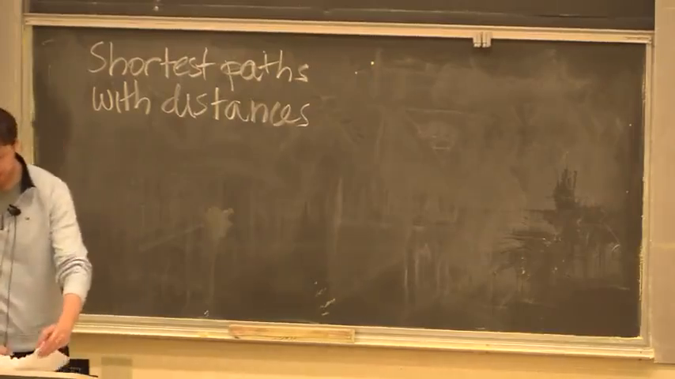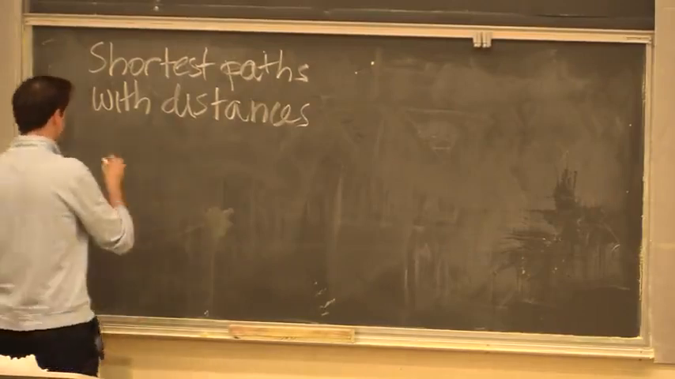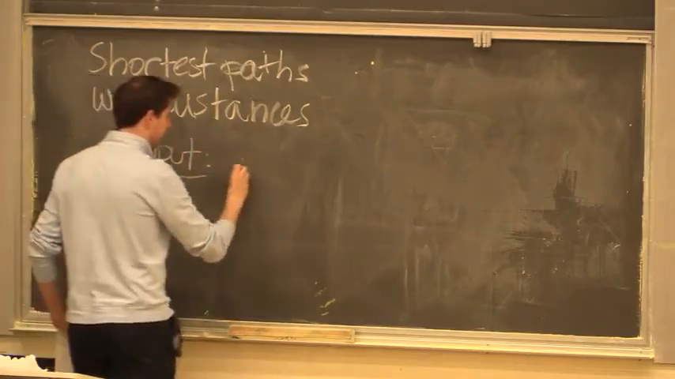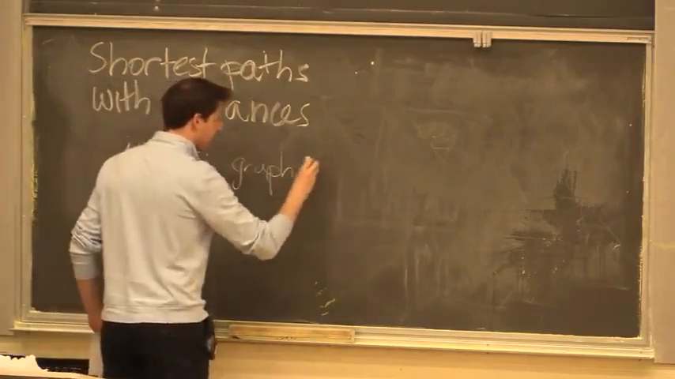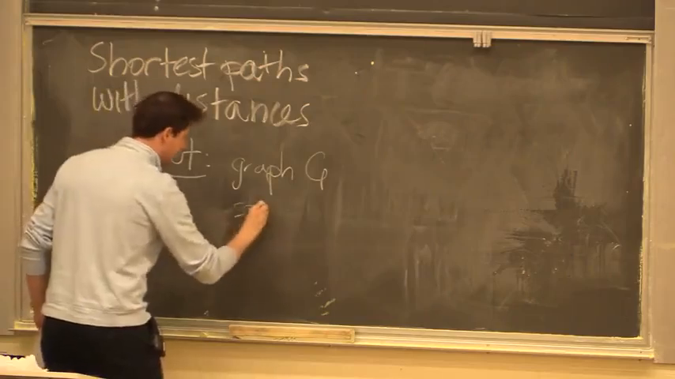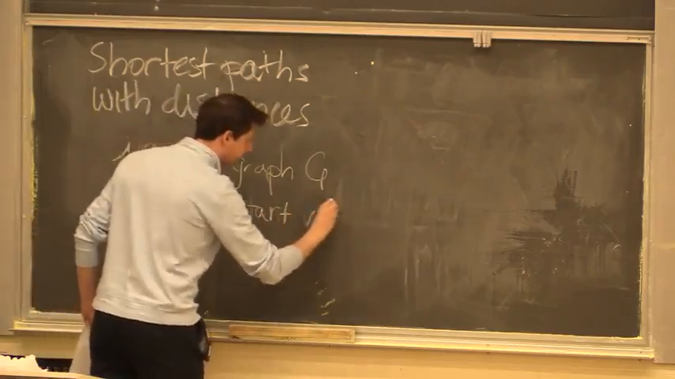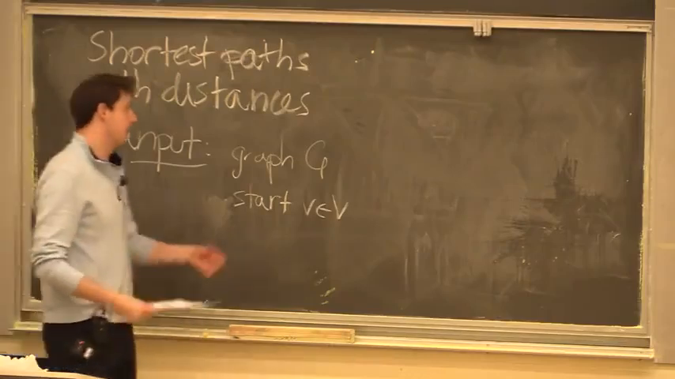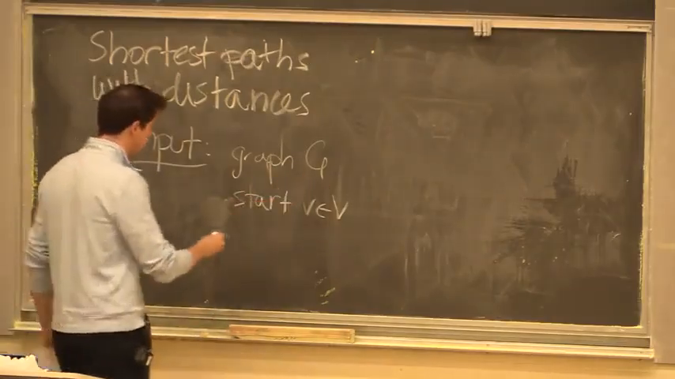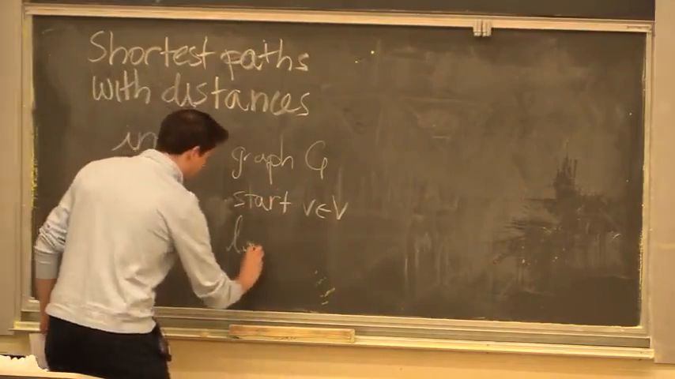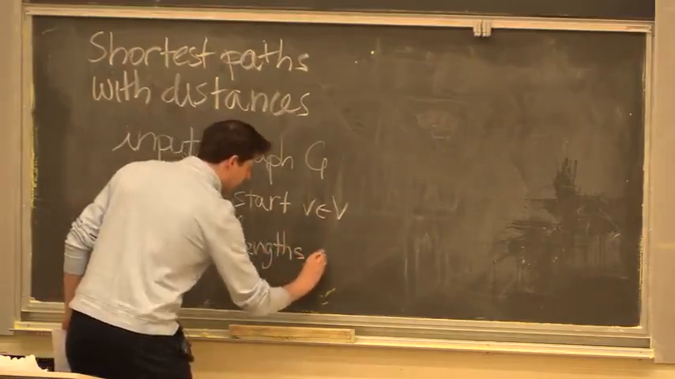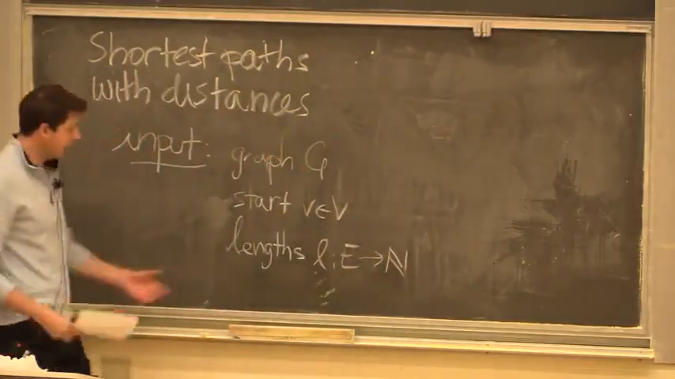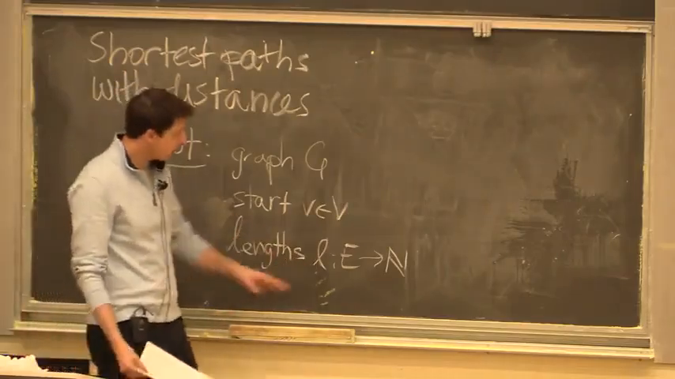All right, just to make sure that this problem makes sense. Our input now, before it was just a graph G and a start vertex V, right? But now we also have these distances. You can think about them as living on the graph, though sometimes it is nice to make them explicit. So we're going to have these lengths L. It is just a labeling of the edges that assigns to every edge a number.